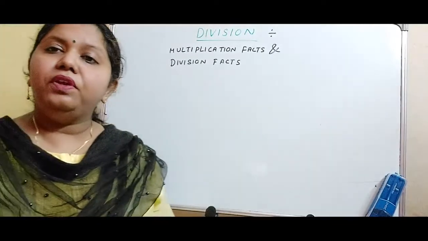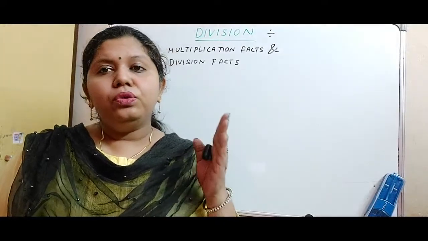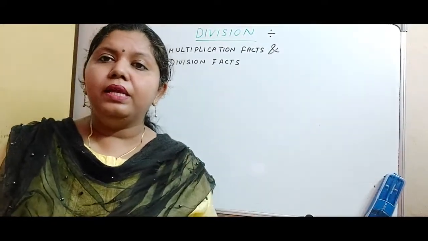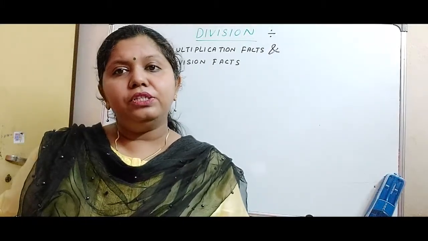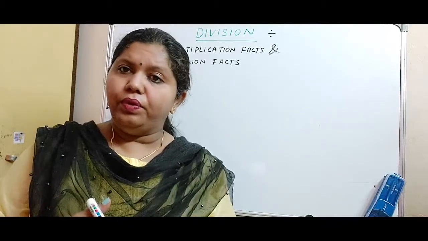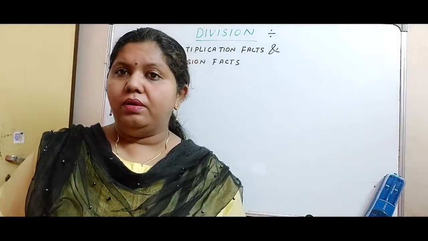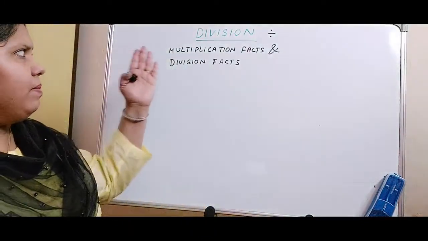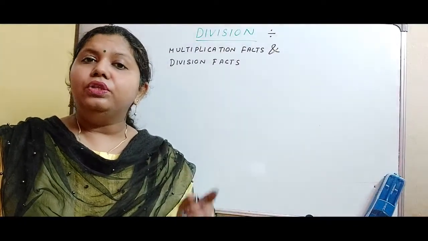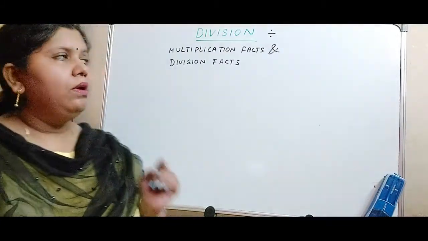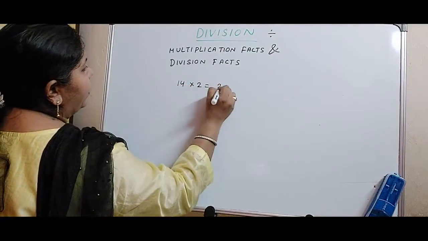Now the next topic that we need to cover is multiplication fact and division fact. We should understand that multiplication is the opposite of division, because division means you are dividing, and multiplication is repeated addition, so we are adding together. Division is repeated subtraction, so both are opposing each other. For every multiplication fact there are 2 division facts possible, and for every division fact there are 2 multiplication facts possible. For example, I have 14 into 2 equal to 28.